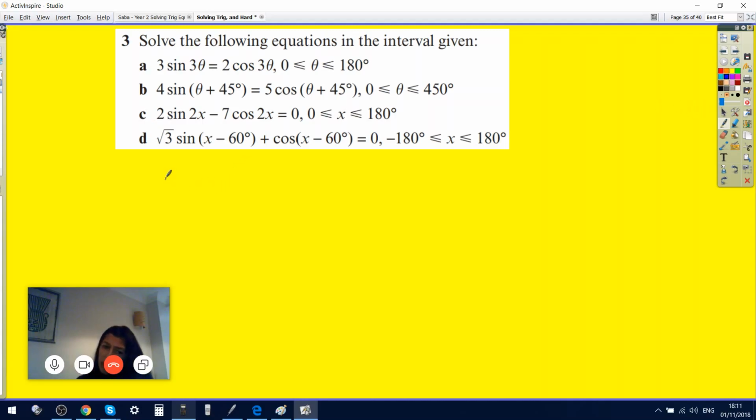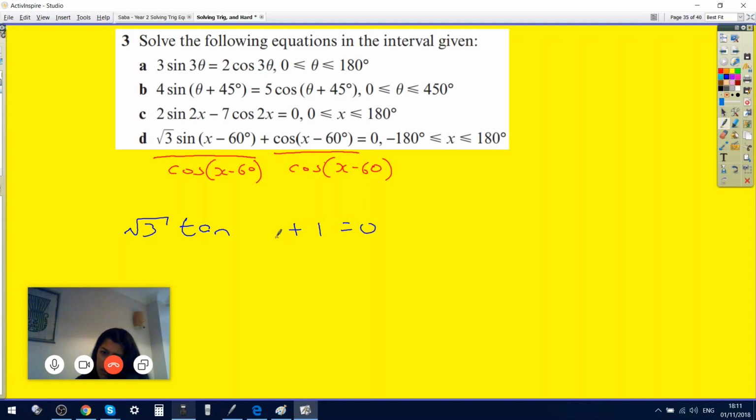Like put root 3 sine, then that over. Yeah. Divide everything by what? Cos x minus 60. Well done. And what do you get? Root 3 tan equals 1. Plus 1 equals 0.